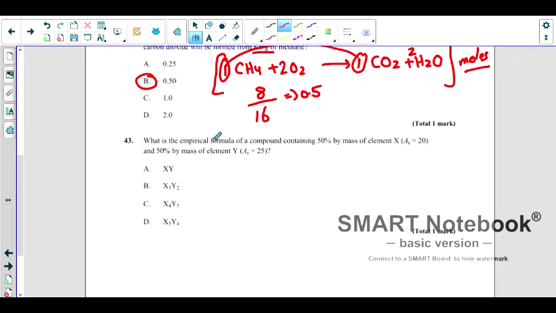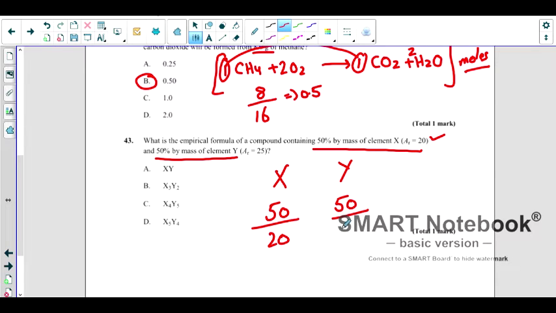You want to find the empirical formula of the compound which has 50% by mass of X and 50% by mass of Y. We don't know the names, but we know their masses. So when we know the masses, it's completely fine. We say X, we say Y. It is 50 divided by the mass, which is 20. It is also 50 divided by the mass, which is 25. So what do we have here? It will be 2.5, and here it will be 2. To make it a whole number, we multiply both of them by a common number 2. So it becomes X5Y4. D is your correct answer.